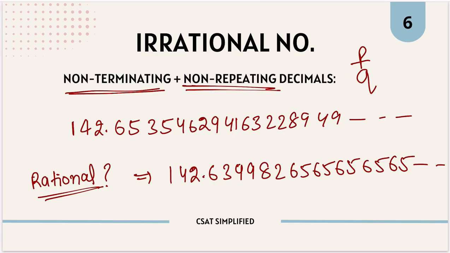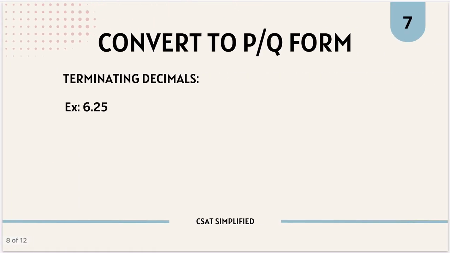How is it repeating? It is like 142.63998265 repeating forever. So such numbers are also rational numbers. I hope it is clear. What are rational and irrational numbers? Correct? Now moving on. Next part. The questions they can ask you in the exam. Now this is important. Everything after this is important.